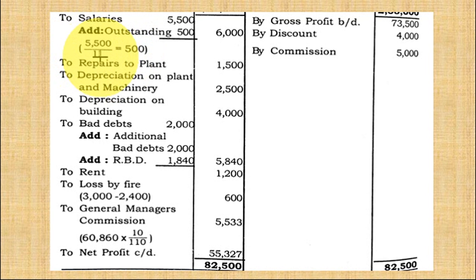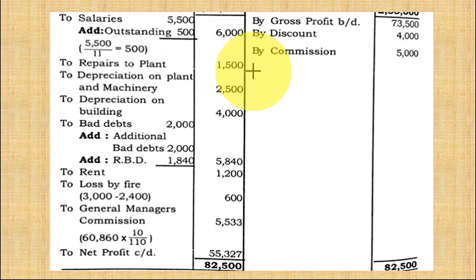So 5,500 divided by 11, 500. So 500 per month. Okay, so 11 months means what? 5,500 they paid. Still 1 month's outstanding. So 500 is outstanding salary. 5,500 plus 500, 6,000. Clear?